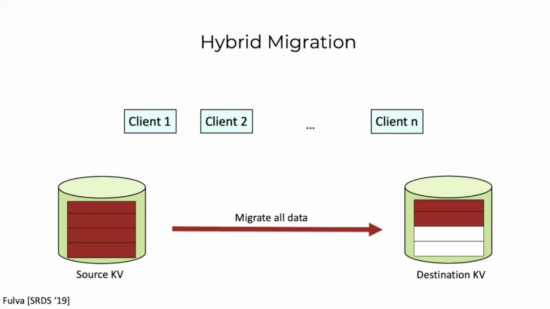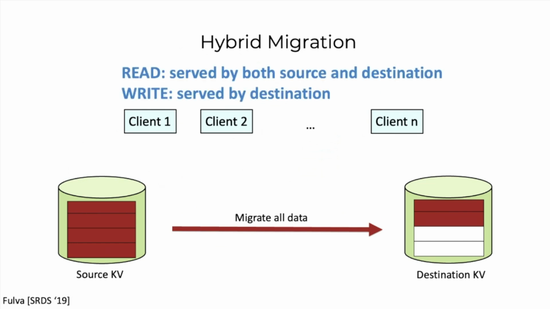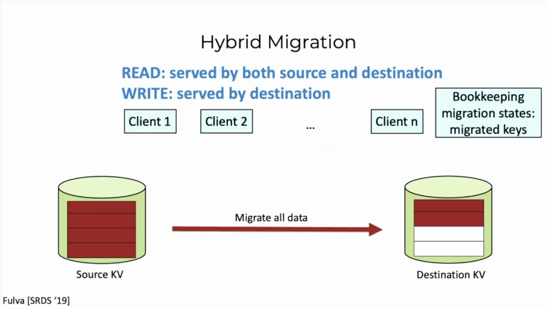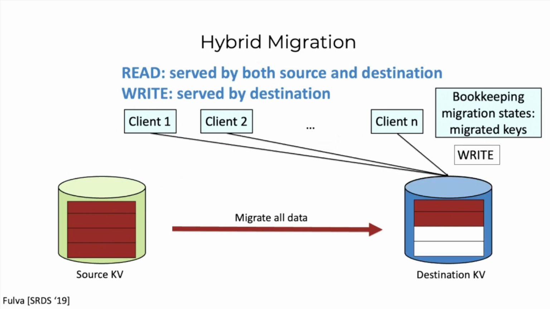The hybrid migration protocol leverages both the source and destination servers to serve requests during migration. It's called hybrid because it bookkeeps the migration state somewhere. For example, in the Fuwa protocol, it keeps the migrated key ranges in the client library. For a write request, the client routes it to the destination, and all the updated values are in the destination. If a read request accesses an already migrated key, no problem, it will go to the destination and get the updated value.